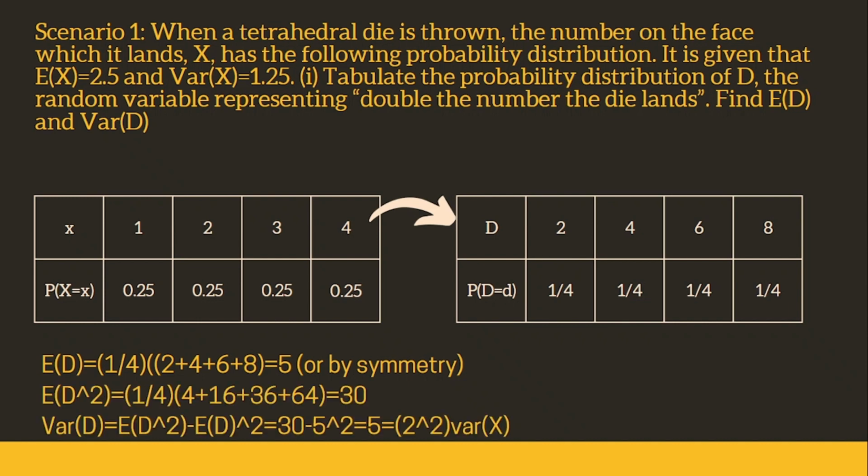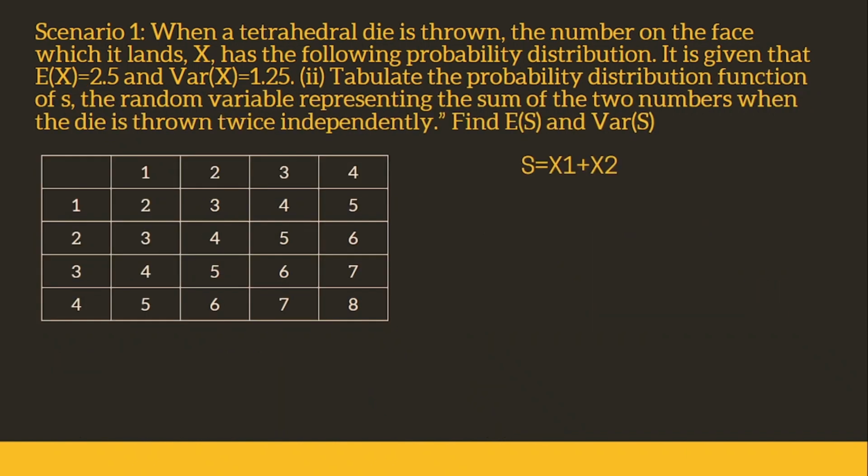Then to find the variance of D, we will find E(D squared) first. This will be 1/4 times 2 squared plus 4 squared plus 6 squared plus 8 squared, which equals 30. Then the variance will just be 30 minus 5 squared, which equals 5. That is actually equal to 2 squared times variance of X. You don't need to express it as 2 squared variance of X, but I want to show something later. Just bear that in mind.